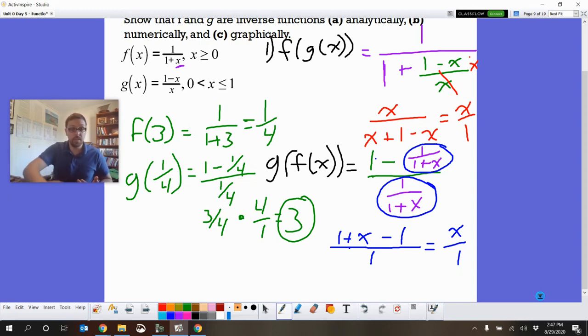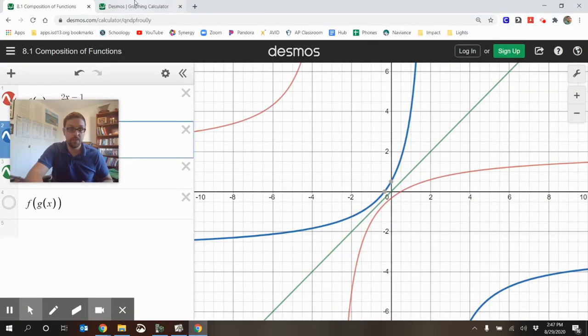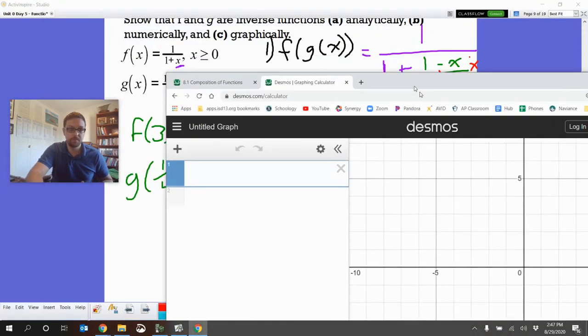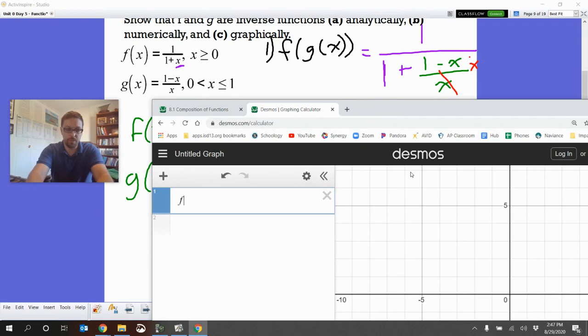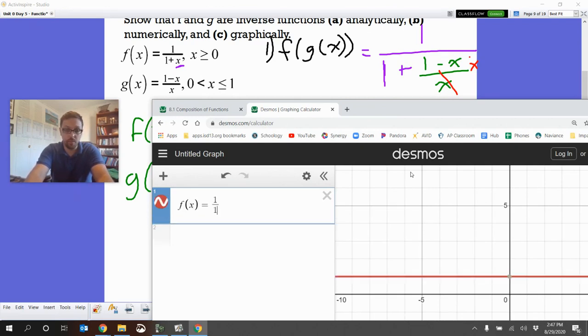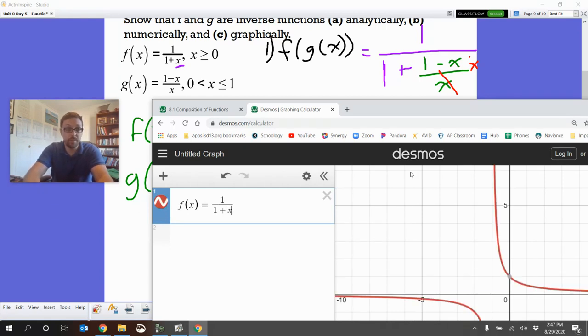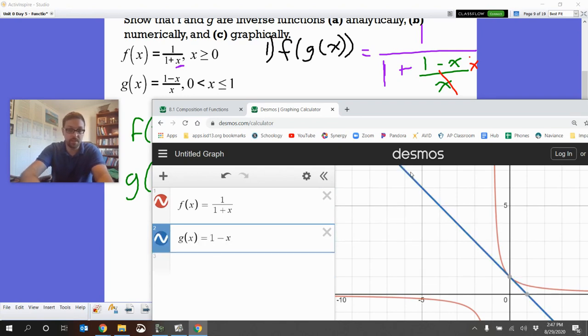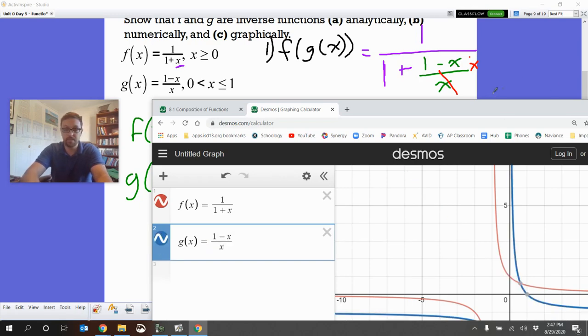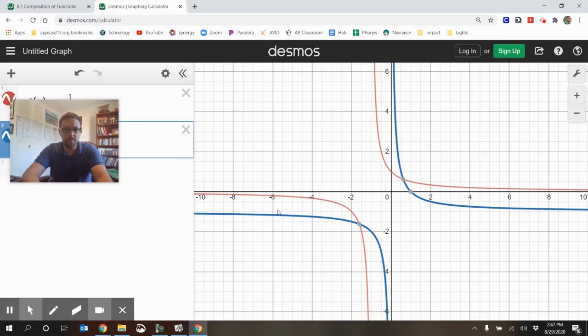Our last one is we want to graphically check to see if these two things are inverses. So let me get a fresh Desmos going. So we'll say f of x equals 1 divided by 1 plus x. So there's f of x. And then for our g of x equals 1 minus x divided by x. Now this one's going to be a little trickier to see.